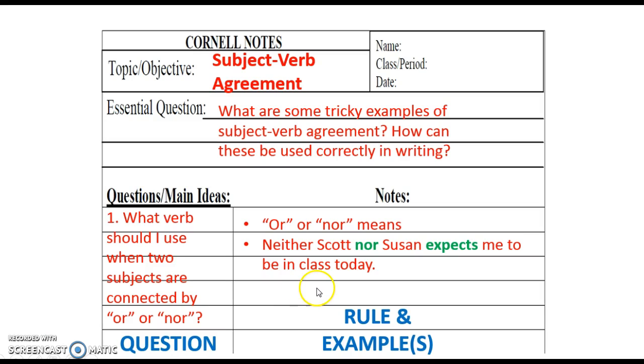So make sure that your notes at this point look like this. You have the question, what verb should you use when two subjects are connected by or or nor, and you should be filling in that we use a singular verb, or whatever matches the subject. We treat them as singular entities. And then make sure you also have one or two examples down to help you remember that.